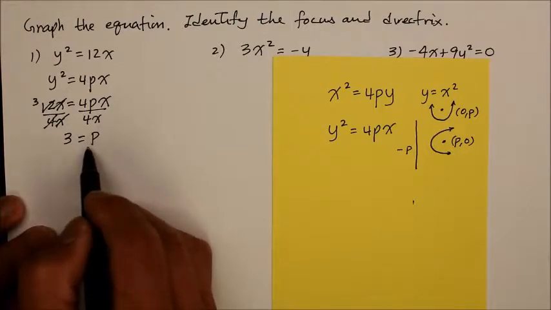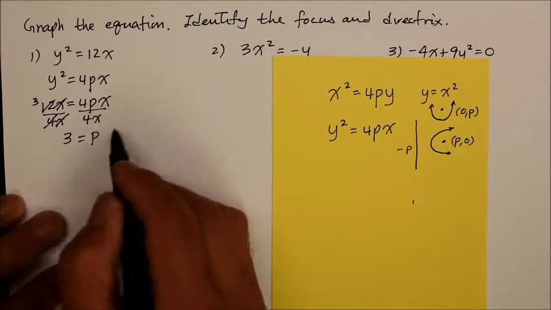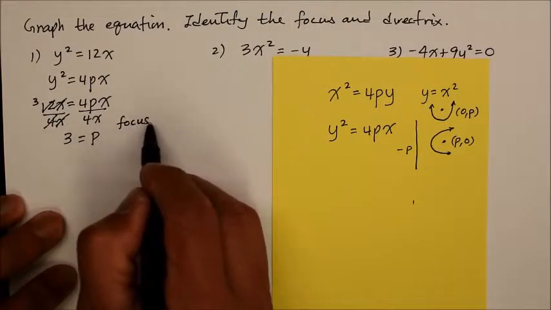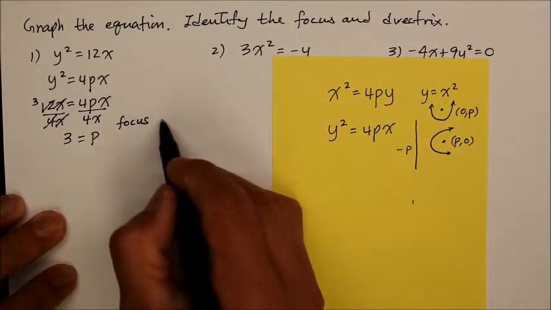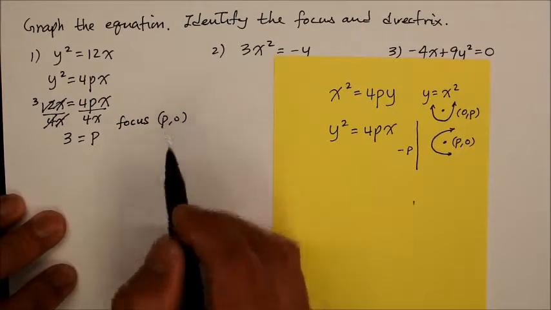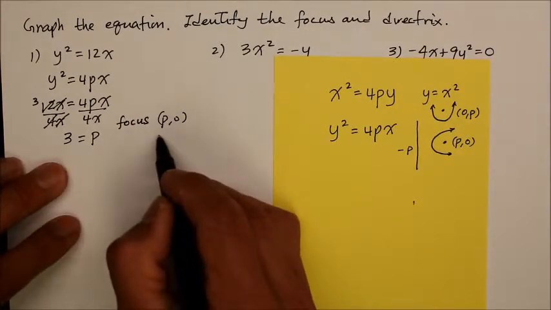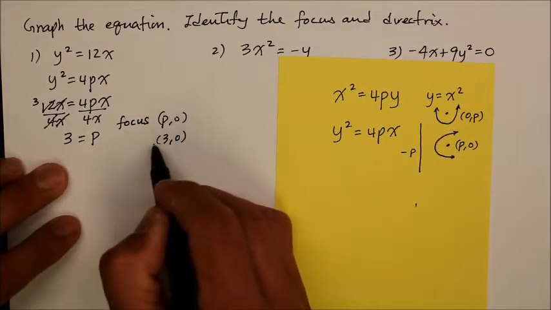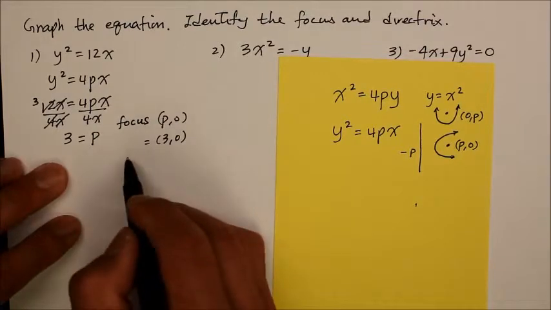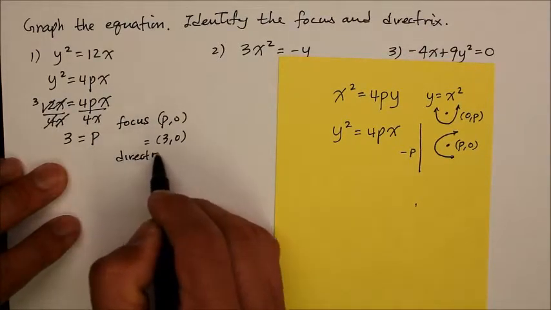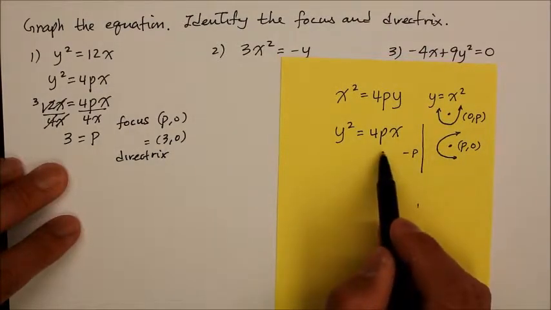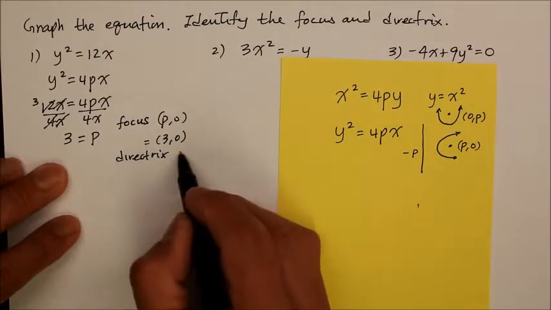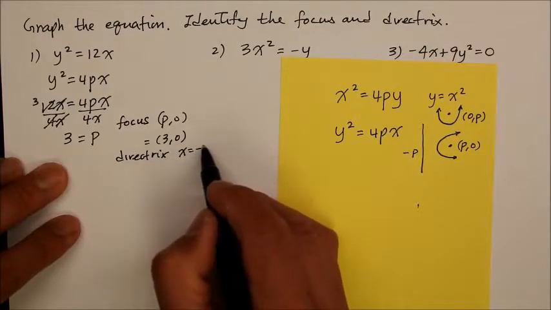But that's not the final solution yet. So how do you find the focus? Focus, again, is given as the value p and 0. And so this is going to be the coordinate 3 and 0. That is the focus. And then what is the directrix? The directrix is the opposite side of the axis, over here. And it's going to go through the x, so x equals -3.